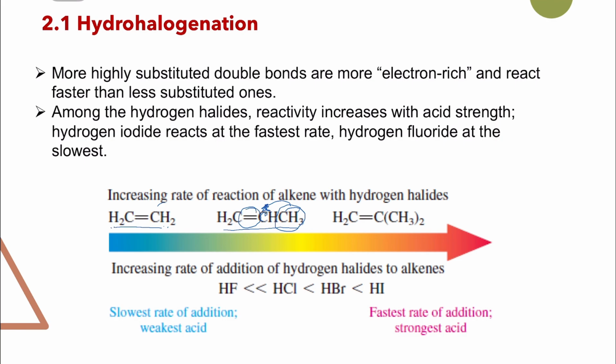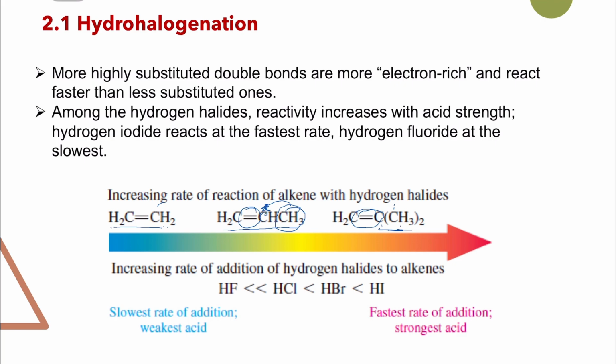If you have two other methyl groups, so if this carbon has two methyl groups like this one here, that means this double bond is even more rich, or richer, in electrons, so it will be more reactive. So the more substituted the double bond, the higher the rate of the reaction, or the faster the reaction.